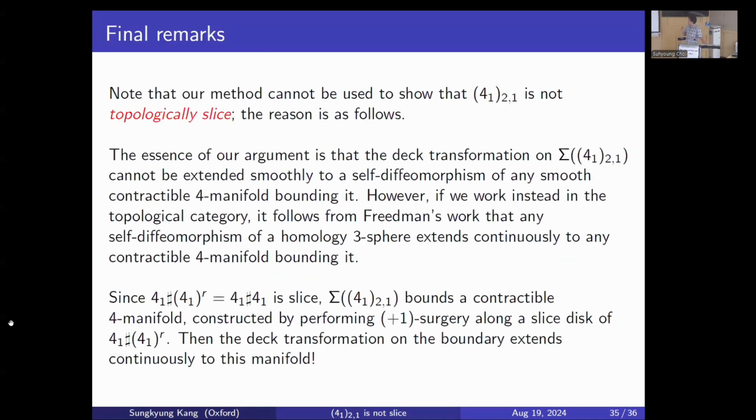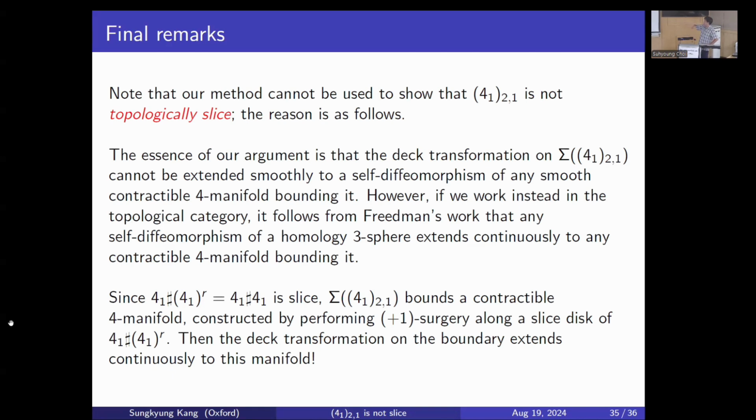So that was a proof for the (2,1) cable case. And note that this method cannot be used to show that it is topologically slice. So what does topologically slice mean? Recall that in the introduction, I said a knot is slice if it bounds a smoothly embedded disk in the four-ball. You can replace this smoothness by local flatness, which requires just topology. And that's very, very different from smooth sliceness. And in general, there are many more topologically slice knots than smoothly slice knots.